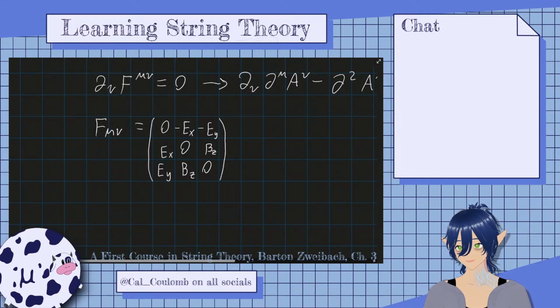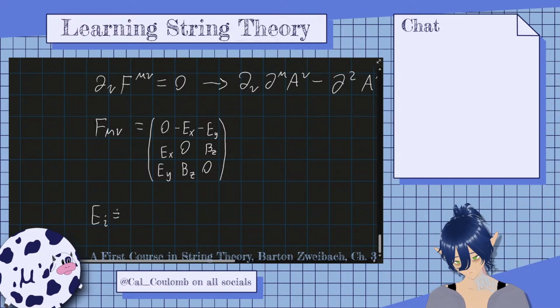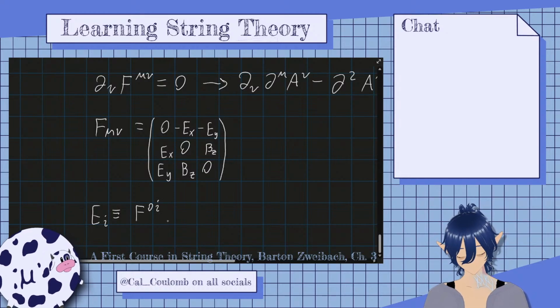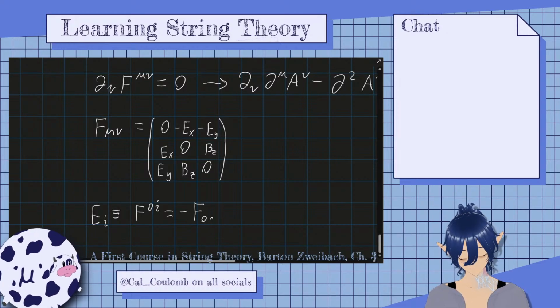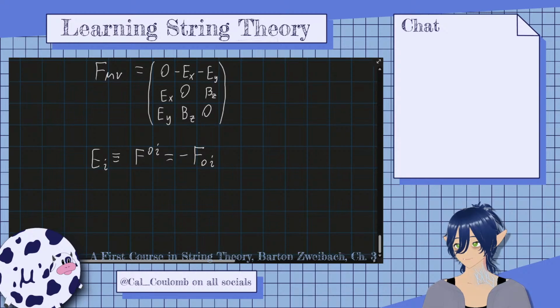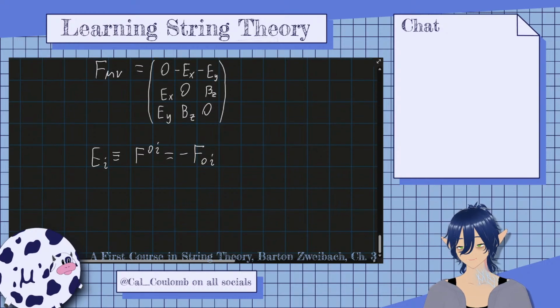Motivated by 3.33, in arbitrary dimension, we will call F^0i the electric field Ei. So Ei is defined to be F^0i, which is minus F_0i. And the electric field is a spatial vector.